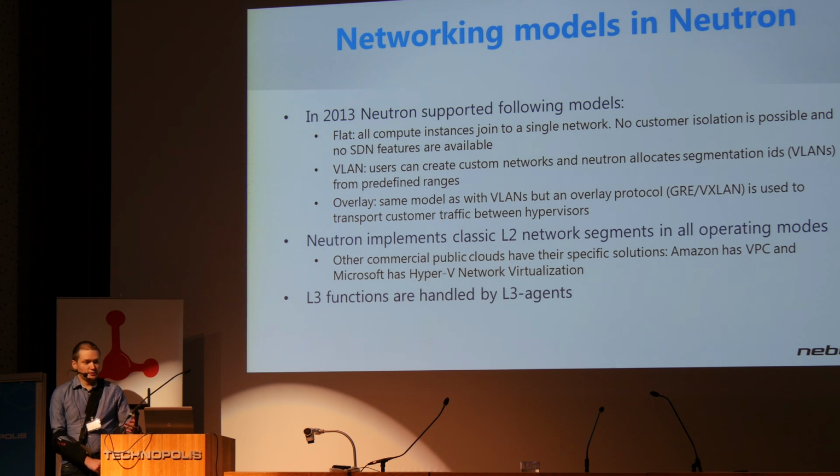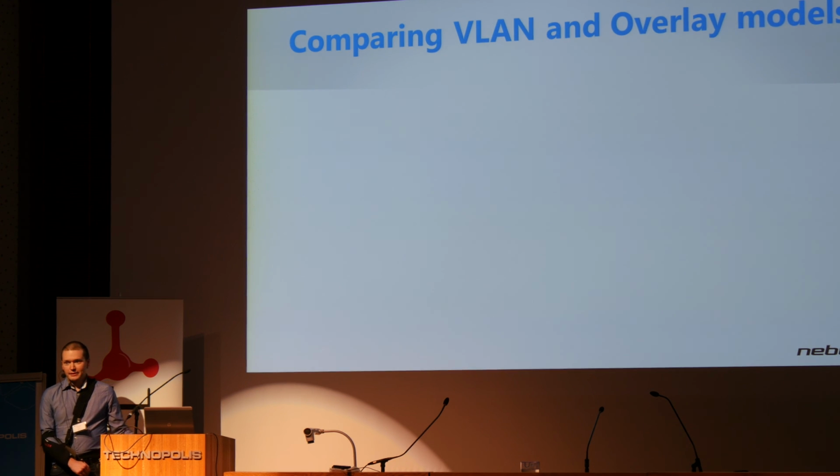But in any case, all of these modes are implemented as a classical L2 network segment. So this is a traditional approach compared to other commercial public clouds, for example from Amazon or Microsoft, that have their own forwarding scheme as well. And in Neutron, L3 functions are handled by dedicated L3 agents. So we would have to make a choice between the VLAN and overlay model.